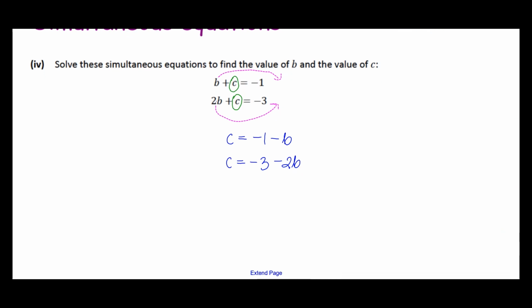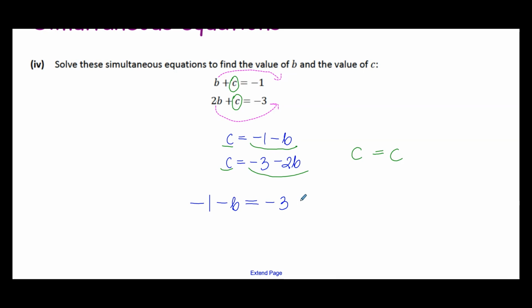Now, what you notice is that this is saying c can be -1 -b, and c can be -3 -2b. So it is true if I say that c is the same as c, isn't it? So that means that I can take this expression for c, -1 -b, and equal that to the other expression for c, -3 -2b.